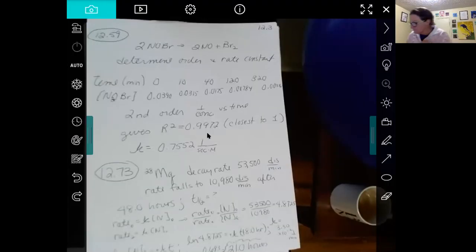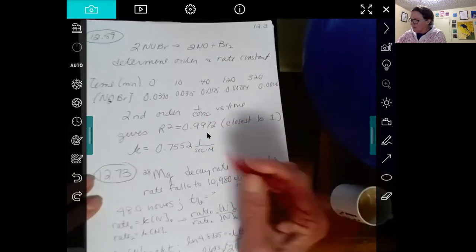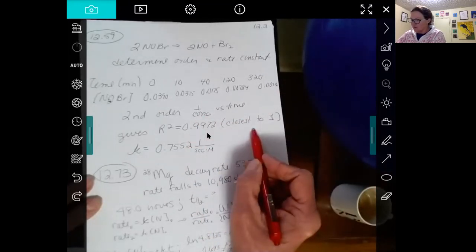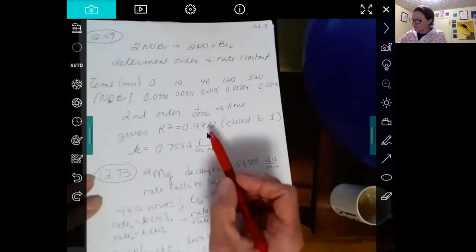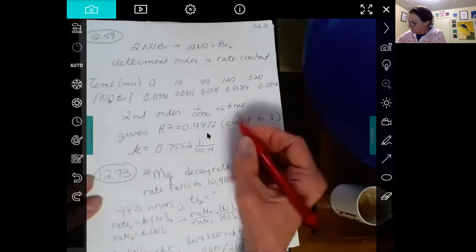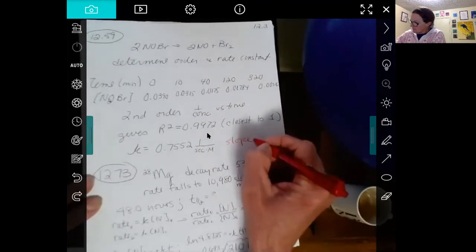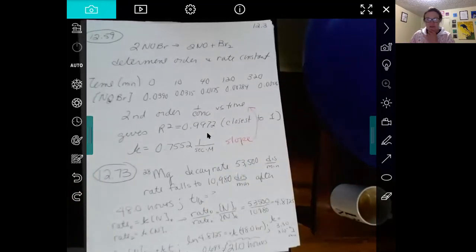Okay, so it's second order because 1 over concentration versus time gives the R squared closest to 1. So it's the best fit to the data for a straight line. And the K is 0.7552. That was the slope of that line of 1 over concentration versus time. And make sure you always include units. So for a second order reaction, the units of K are 1 over time times concentration. Our time units were seconds.